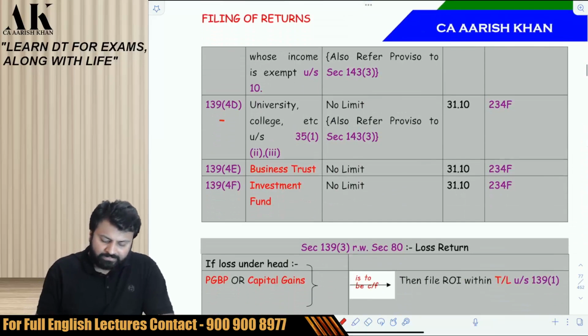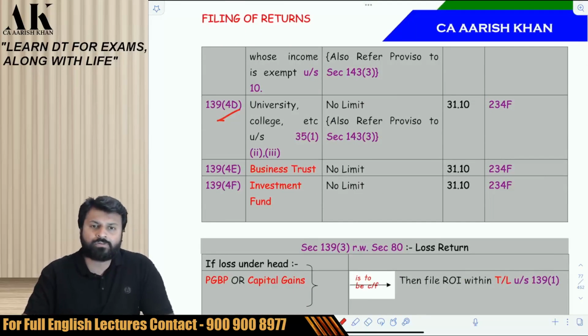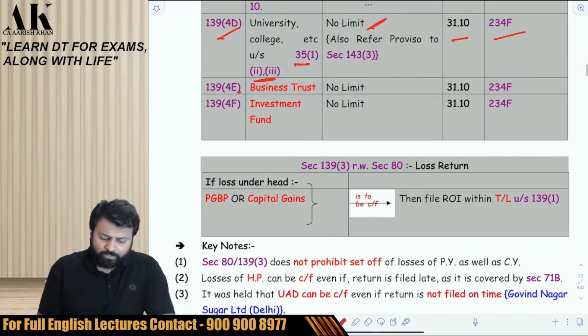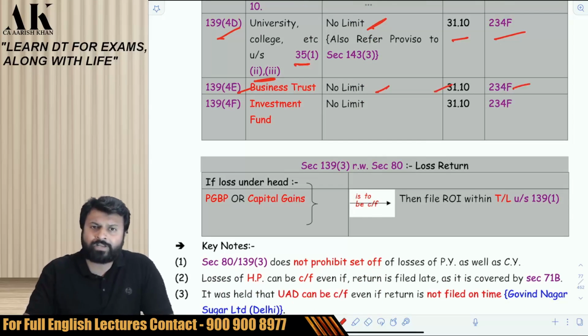Okay. Next, 139(4)(d). There are certain universities, colleges which are covered under PGBP. If you remember, Scientific Research Association, colleges, universities, statistical research, social science, they are also liable to file the return. There is no threshold for them, and they always have to file the return by 31st October. In case they do not file, they will be liable to a fee under 234F. 139(4)(e) business trust. Business trust is always liable to file the return by 31st October. If they do not file the return on time, then 234F fee, that is 5,000, 1,000, whatever it is.